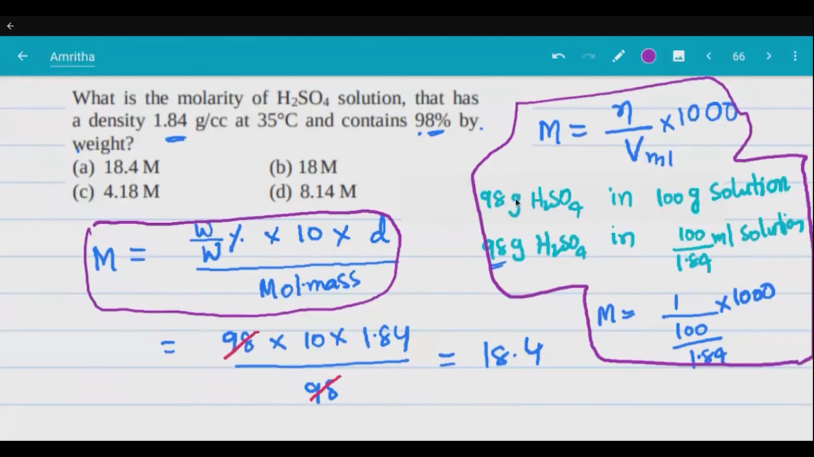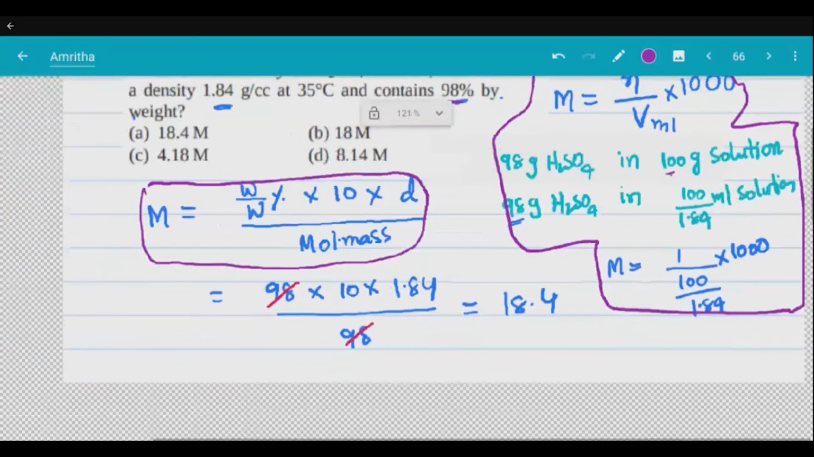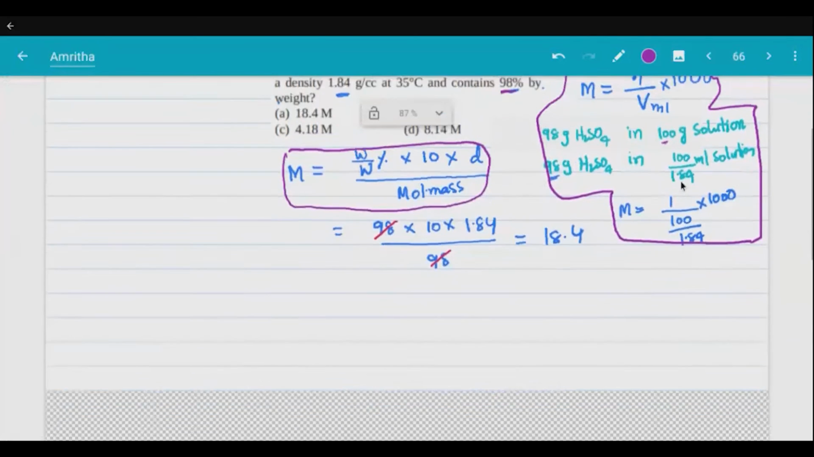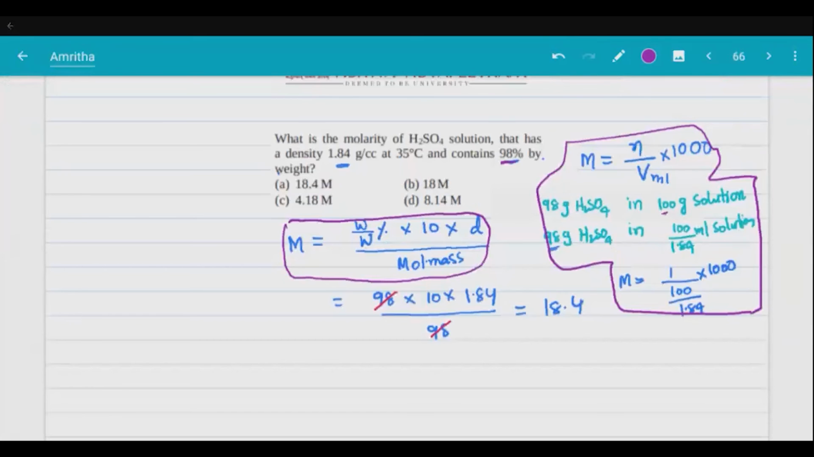I did very simple maths here. 98 gram H2SO4. We should know what percentage is. Percentage is always per 100. Per 100 gram, 98 gram H2SO4. And I converted mass into volume. Understood? You can take any method, either first or second method.